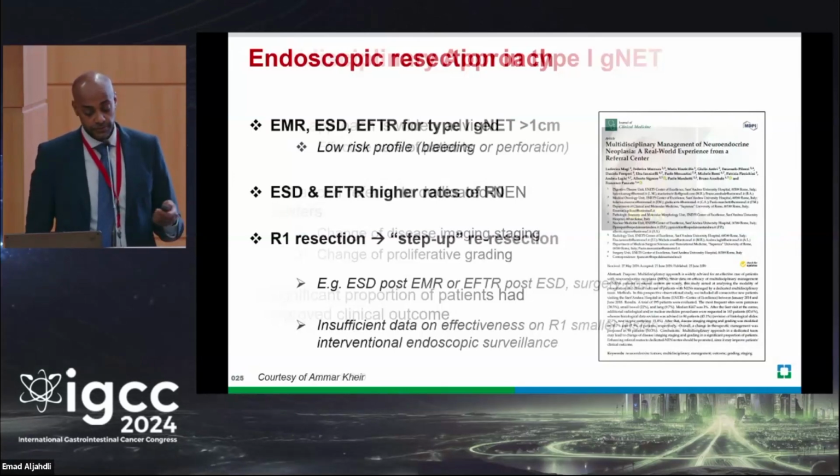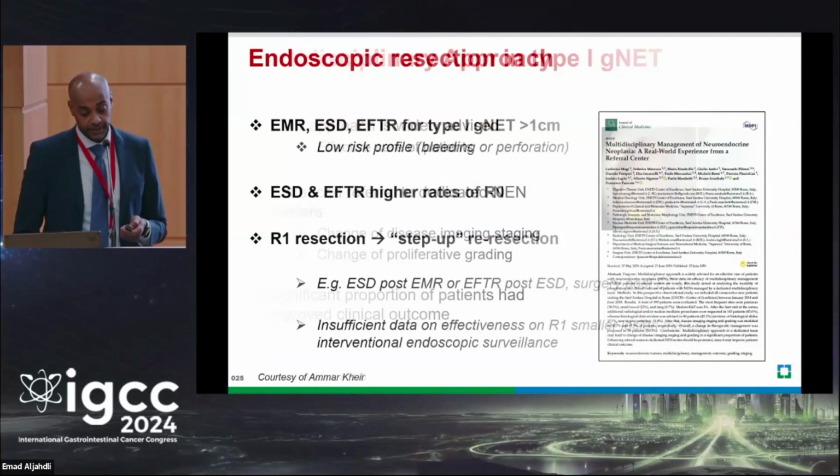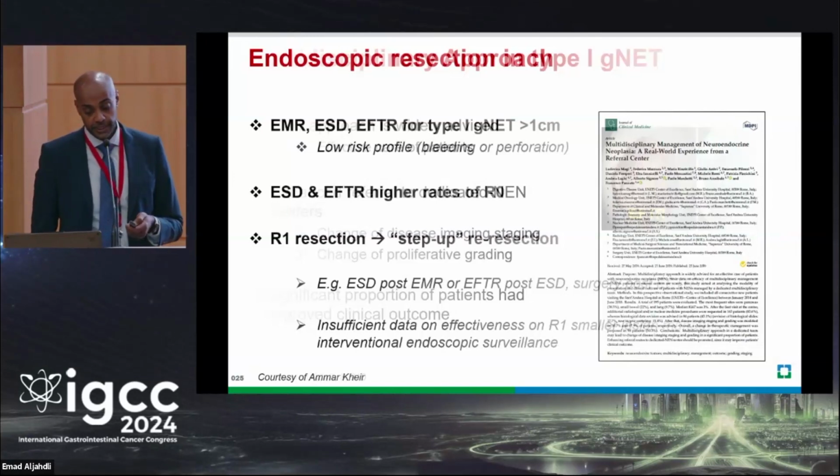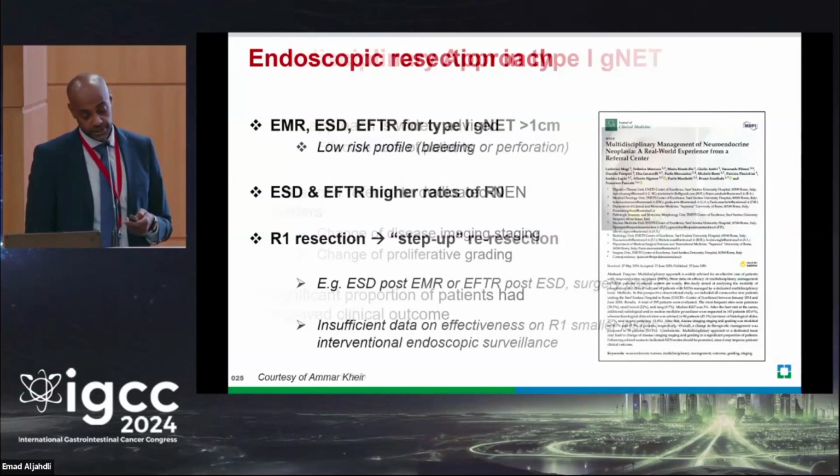In terms of endoscopic resection, we've already seen nicely from Dr. Shaima the different options we use for endoscopic resection. We know that ESD and full thickness resection have higher rates of R0. And the other thing to point out in type 1, even if you have an R1 resection, the ENETS recommend a step-up strategy where you can actually go from an EMR to an ESD, or from an ESD to full thickness resection, or from a full thickness resection into surgery.